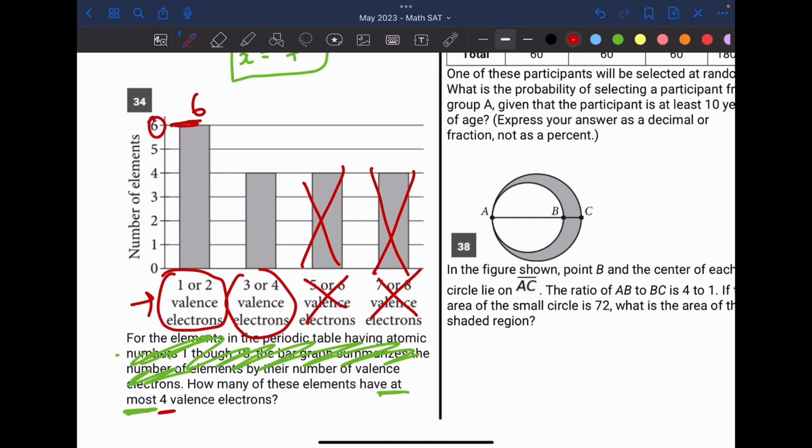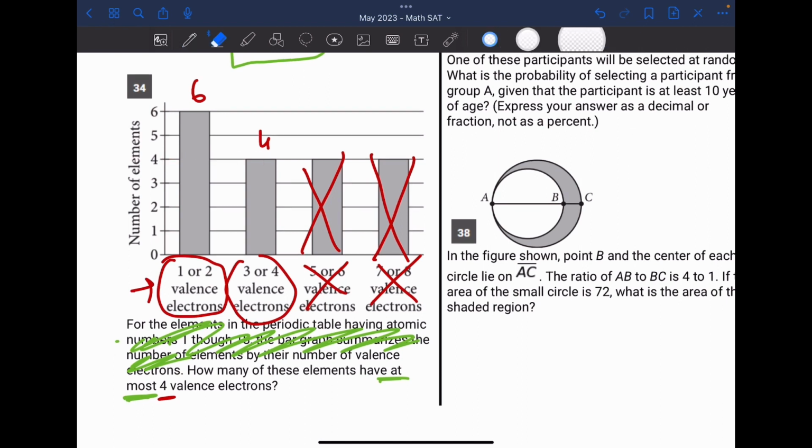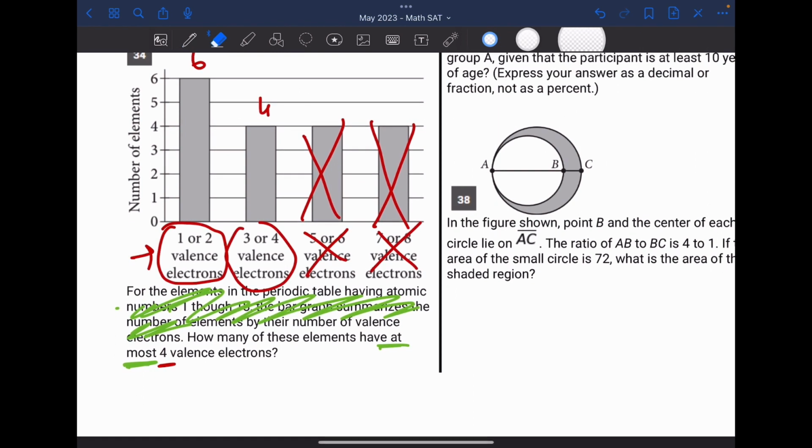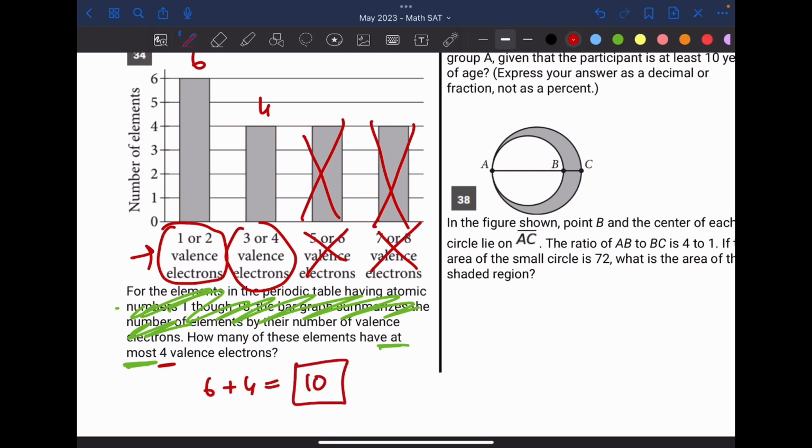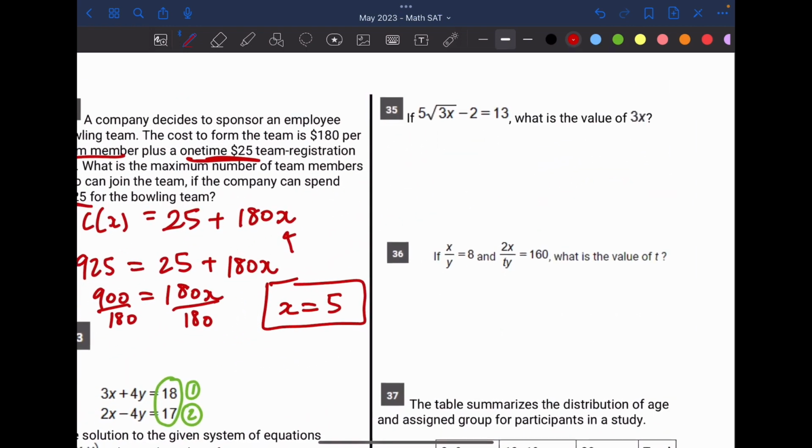Because this is 6. And then how many elements have 3 or 4 valence electrons? We have 4, because this is at 4. And then how many of these elements in total have at most 4 valence electrons? 6 plus 4 is equal to 10. So we have 10 elements. That is the final answer. We are done. Question 35.